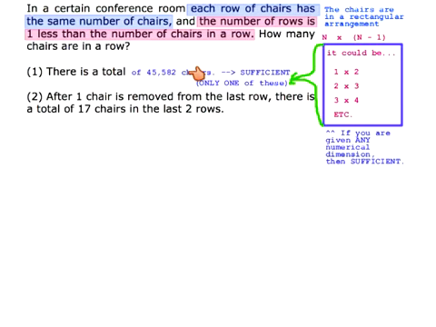Okay. Smiley. And then after one chair is removed from the last row, well, this means that if you don't remove that chair, then there are 18 chairs in 2 rows, which means there are 9 chairs per row, and so that's sufficient. And in fact, you don't even need to do this much reasoning, because as soon as you see this, you can be like, aha, they're telling me how many chairs are in a row. So if this was like 285 instead of 17, you'd still be, boom, sufficient, because you know how many chairs are in a row. And then it's going to be one of these again.